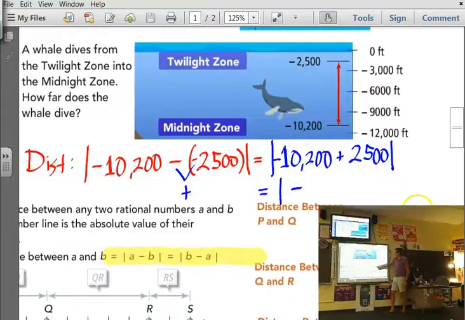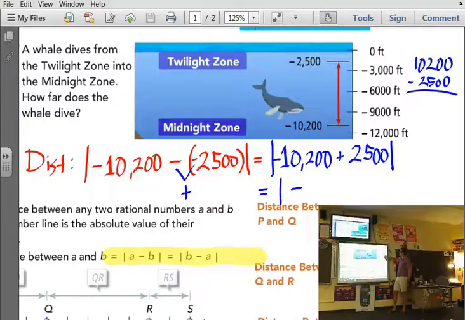If you have any space left, 10,200 minus 2,500. I'm going to need to borrow from the 10. This becomes a 9. And that becomes a 12. So 0, 0, 7. 9 minus 2 gives me another 7. I believe 7,700.